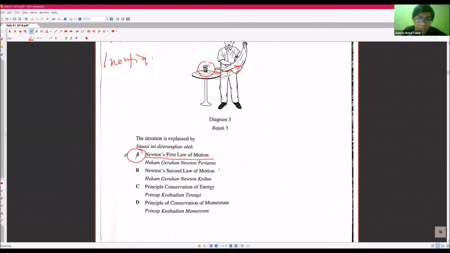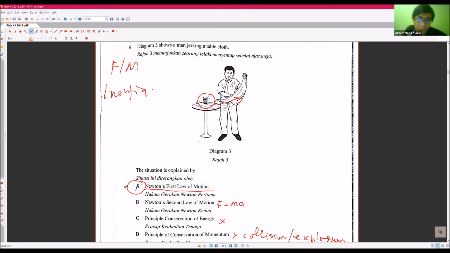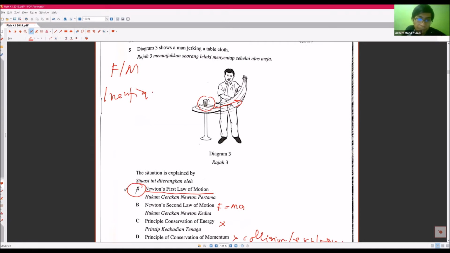Newton's second law is F equals ma. The principle of conservation of energy is not really related to this case, and conservation of momentum must have a collision or explosion in order to explain the principle. The principle of conservation of energy must have changes in energy, from gravitational to kinetic, or elastic to kinetic, or whatever changes that you can see. So Newton's first law is the correct one here.